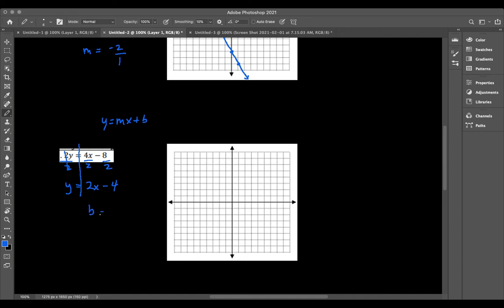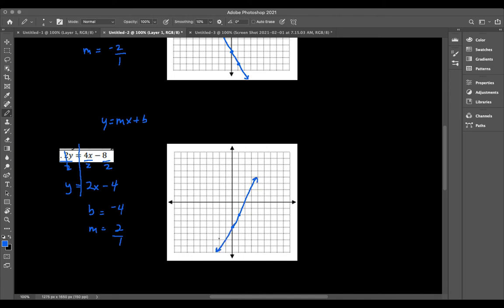Then I just have to determine what my b and my m are. My b is negative 4. My m is 2 over 1, and I'm done. So now I go negative 4, 1, 2, 3, 4, boom, right here. And I'm going to go up 2, 1, 2 over 1. And there's my line.